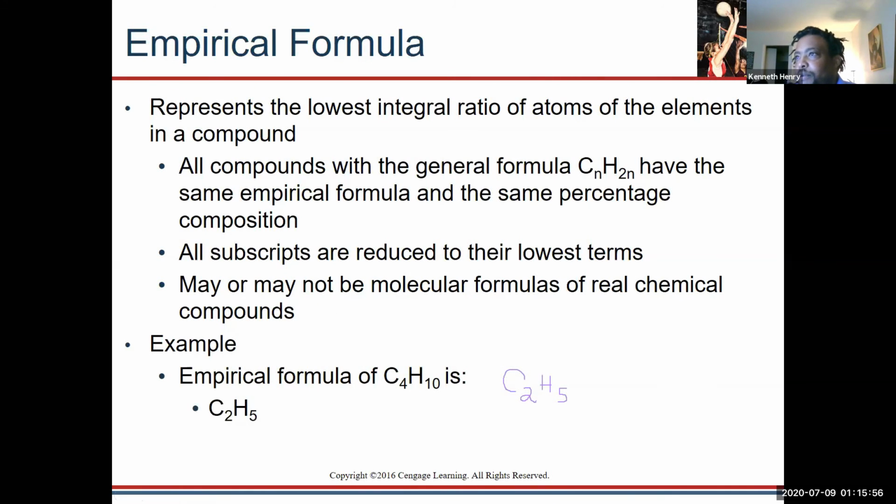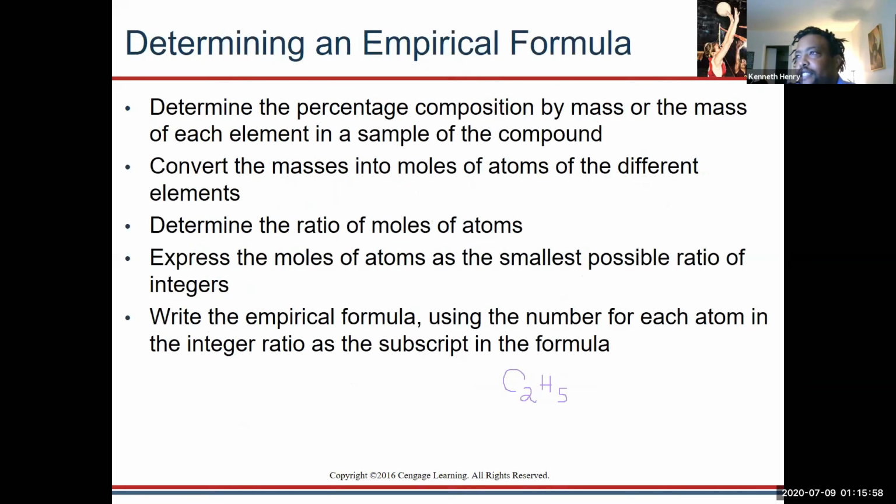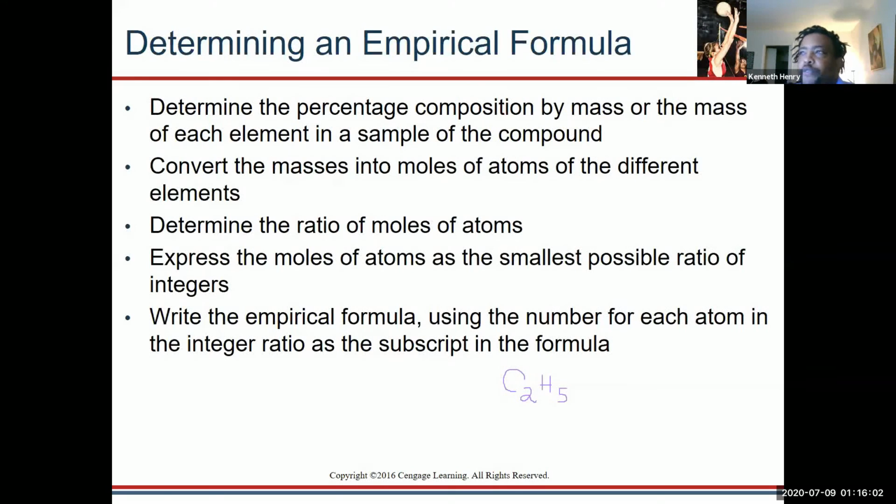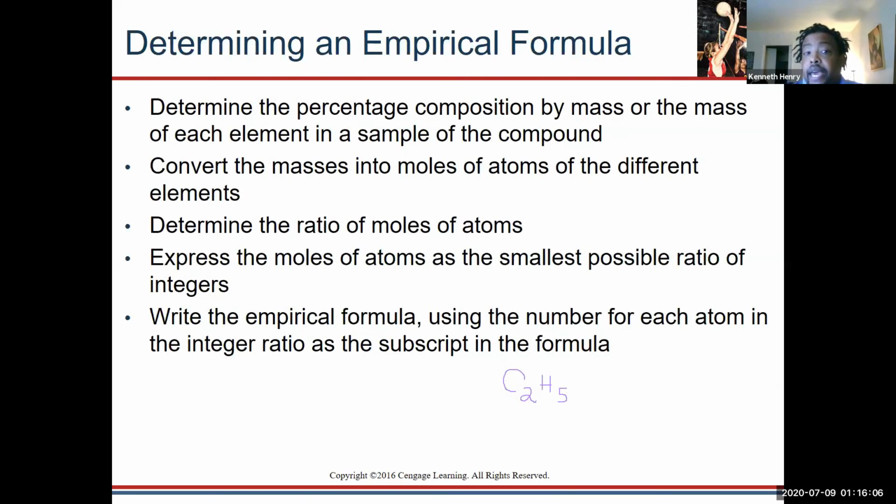Okay, so let's do a problem since you got the gist, right? Oh, well, before we go, I'm getting ahead of myself. So often we're going to use percent mass, or we're going to use mass itself to determine this. But we don't want to compare mass to mass because it's really hard to compare mass to mass, right?